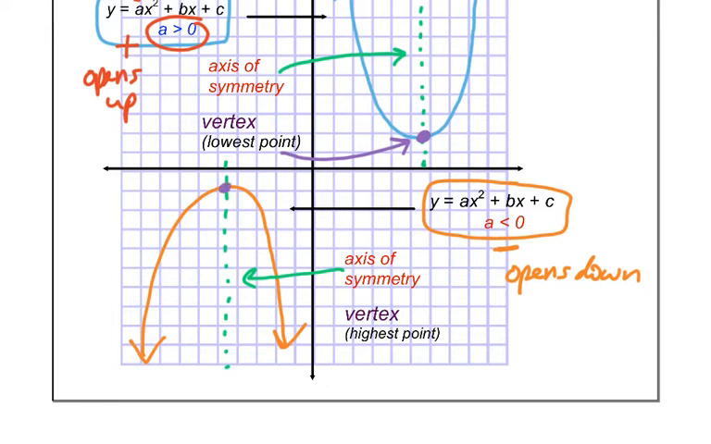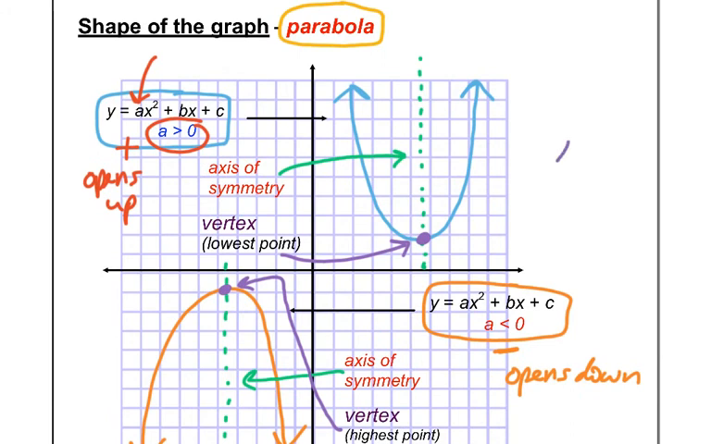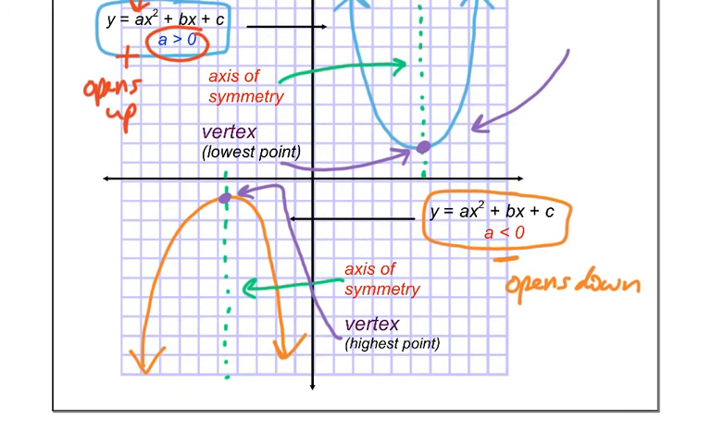But notice here, because it opens down, my vertex is the highest point. It's the maximum. When it was opening up over here, it was the lowest, or the minimum. And when it opens down, the vertex is the highest, or maximum. But the vertex is always the point where the line of symmetry, the axis of symmetry, crosses the parabola.